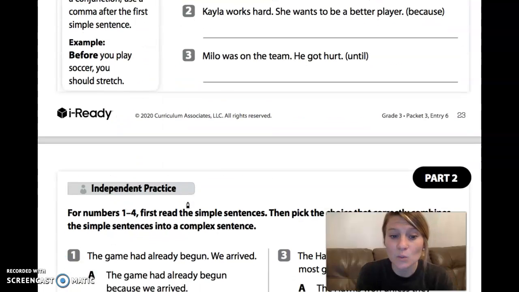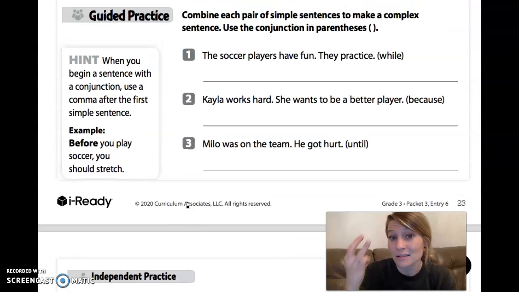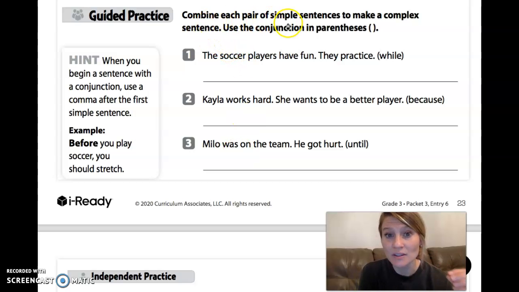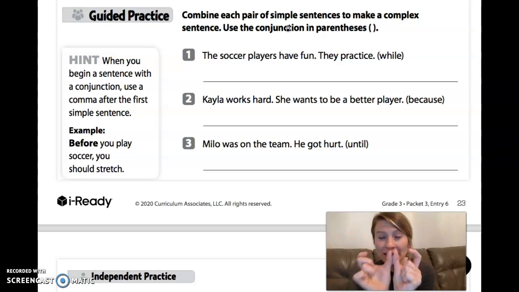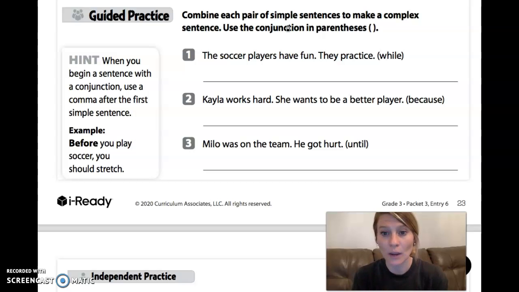So let's go ahead and let's work on these 3 guided practices together. And what we're going to do is combine each simple sentence, so sentence, sentence, and we're going to try to put them together by using a conjunction to make a complex sentence, okay? So let's go ahead and give these a try.